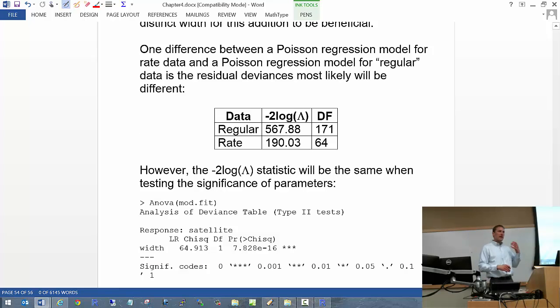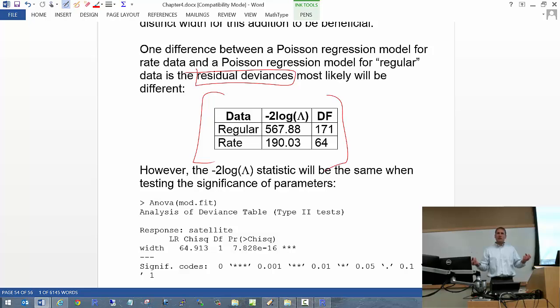So, as I said, the Poisson regression model that we got previously was the same as the Poisson rate regression model that we got now. There are some small differences: if you look at the residual deviances for the two models, they are different. Why do you think that occurs? Maybe think about what a residual deviance does. It's a likelihood ratio test that compares what two models? The saturated model to the model under investigation.